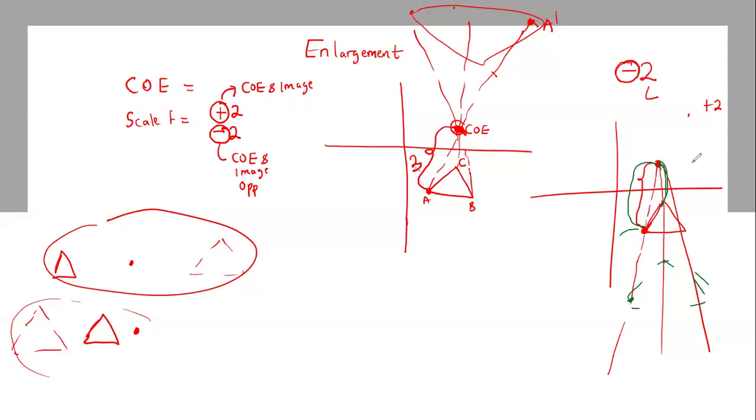So that is what we call when it is positive. When it is positive, the object and image are on the same side of the center. When it is negative, they are on opposite sides.